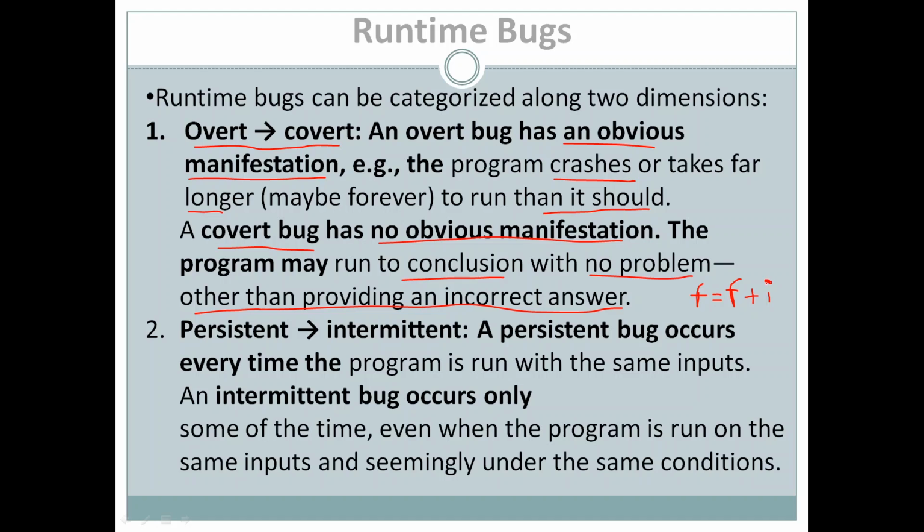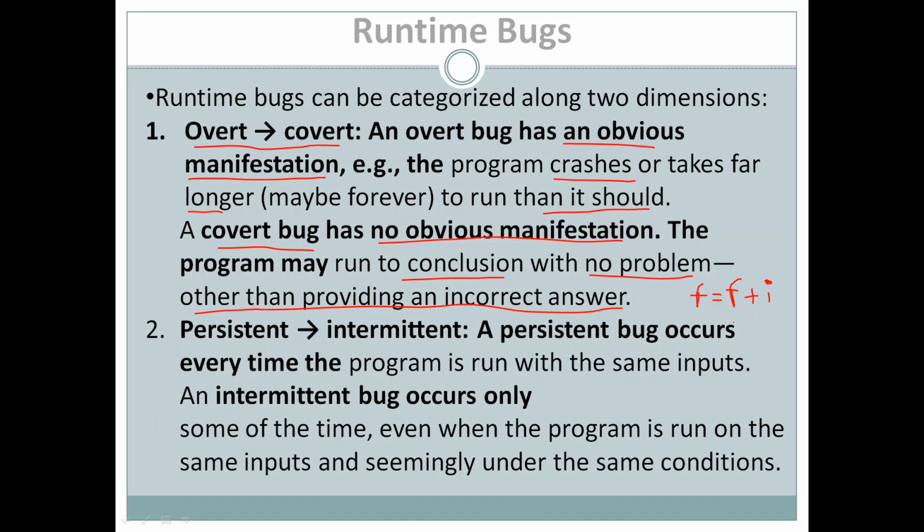If you have the statement inside the for loop, when you are calculating a factorial, fact equals fact plus i, this statement is fine and the program will execute and produce the output. But the problem here is, if you look at the statement, we are not multiplying here, we are simply adding. Whenever you are trying to find a factorial, it should be multiplication, right? So in such cases the produced output may be wrong, but the program will not crash, the program will execute properly. Such types of bugs are called covert bugs.